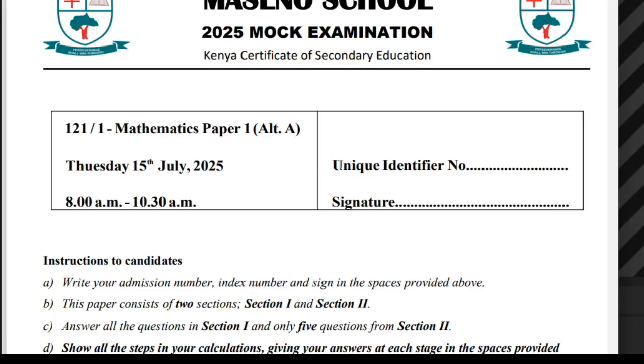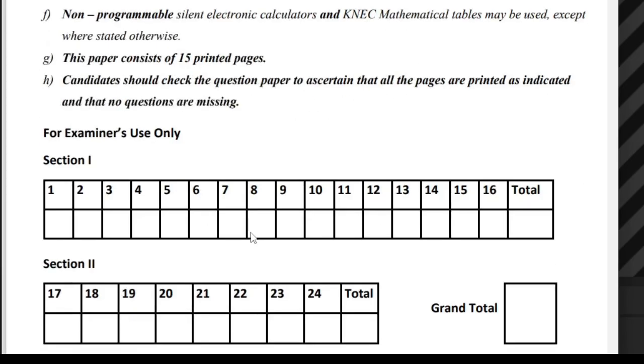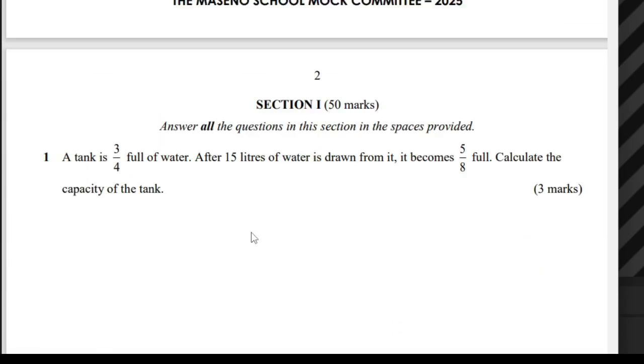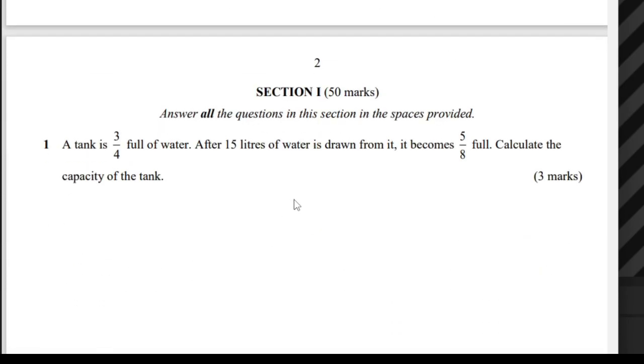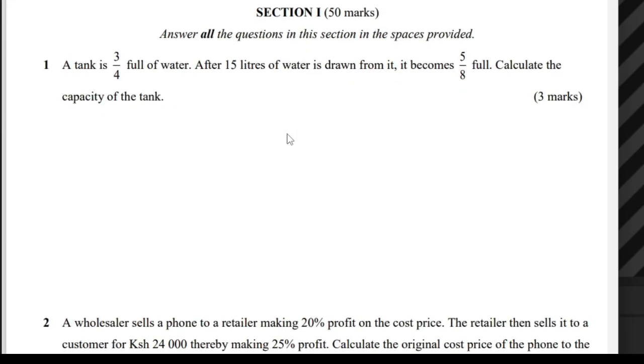Paper 1, July 2025 exam. So I'm showing you this question so that you can attempt the questions. You copy the question and then try it, because I'm giving you the marking scheme.